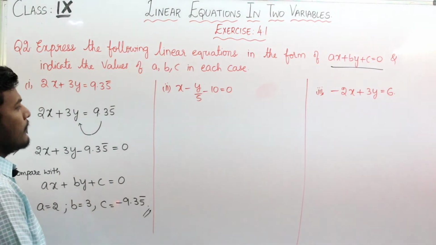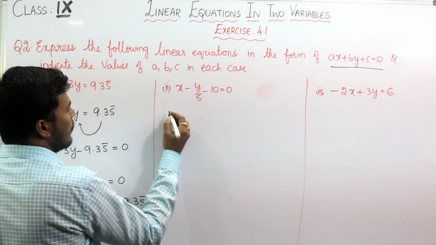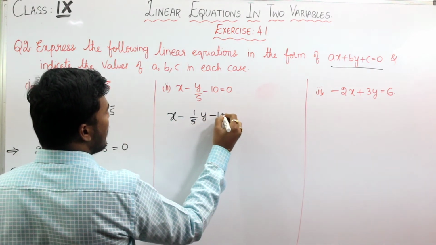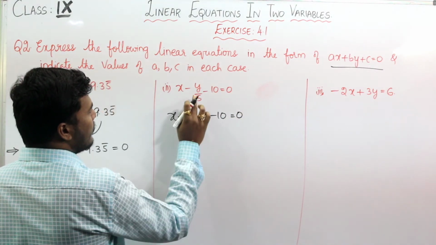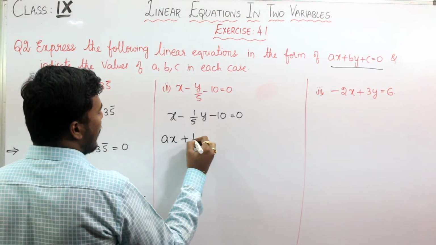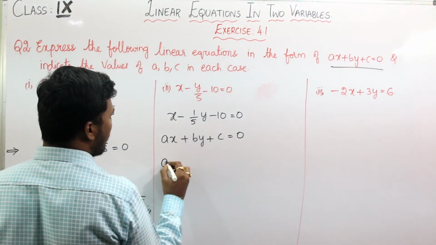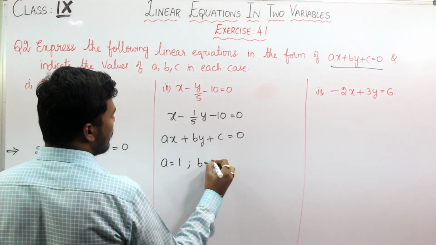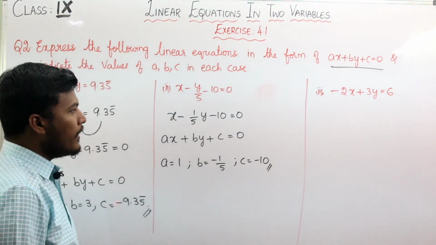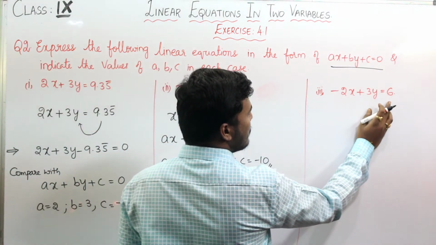Okay, now let us see the second problem, that is x minus y by 5 minus 10 is equal to 0. So you can write this as x minus 1 by 5 into y minus 10 is equal to 0, right? I have written y by 5 as 1 by 5. Now compare it with the standard form, that is ax plus by plus c is equal to 0. Then on comparing we will get a value as 1, b value as minus 1 by 5 and c value as minus 10.